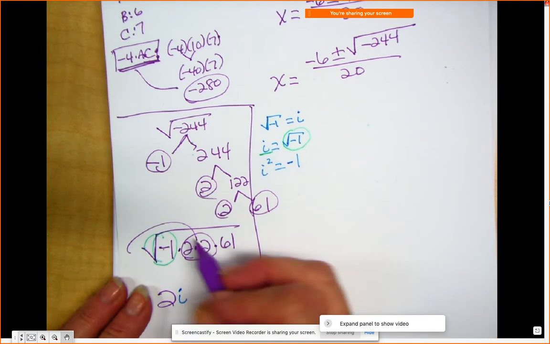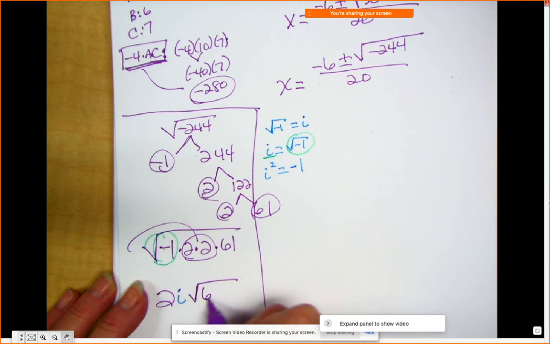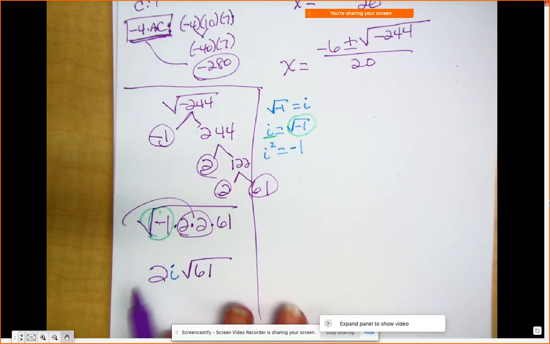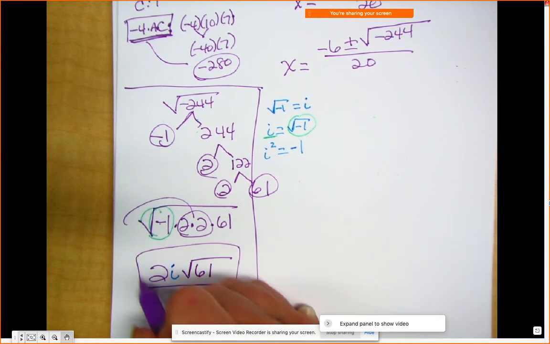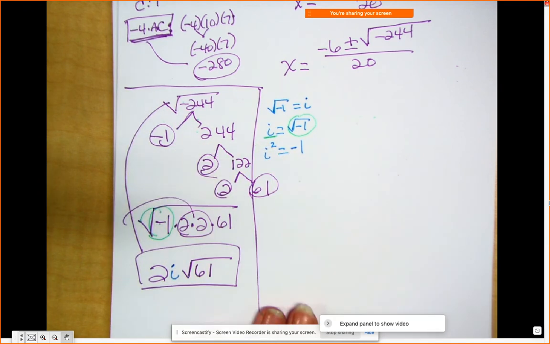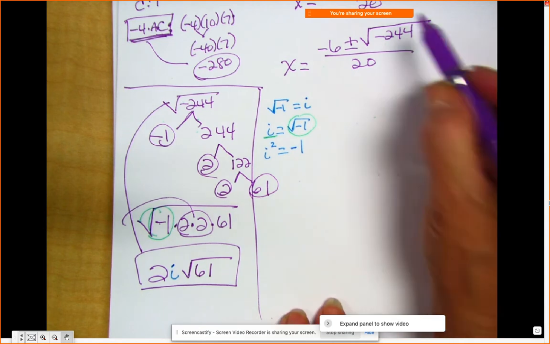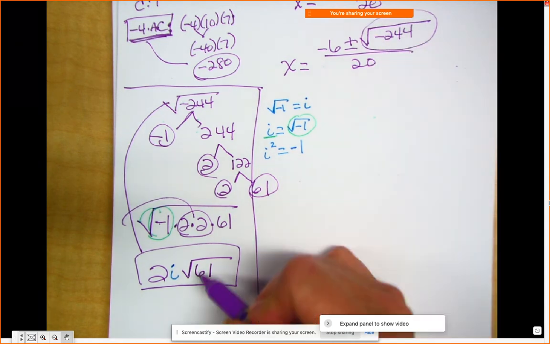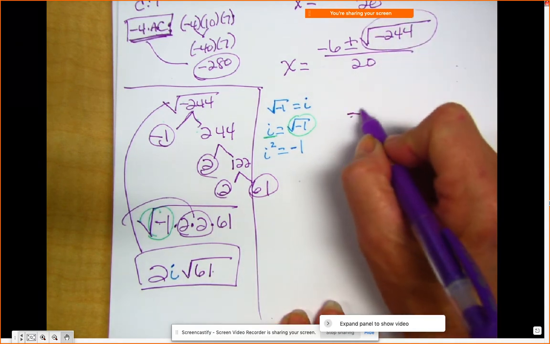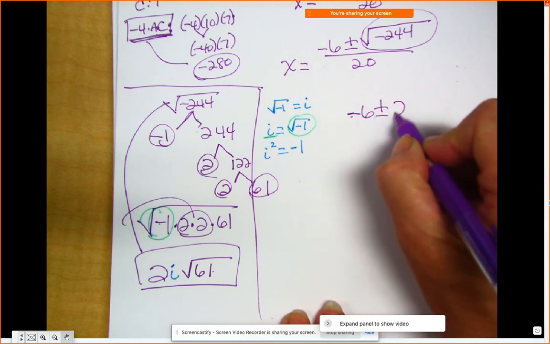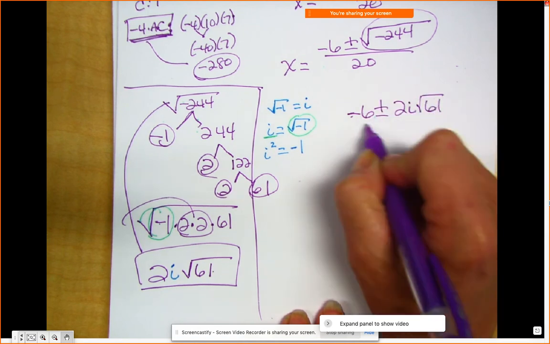All right, the 61, there's no pairs for 61. So now the square root of negative 244 is 2i root 61. Come on in. So take all of this out and plug that in there. So negative 6 plus or minus 2i square root 61, all over 20.